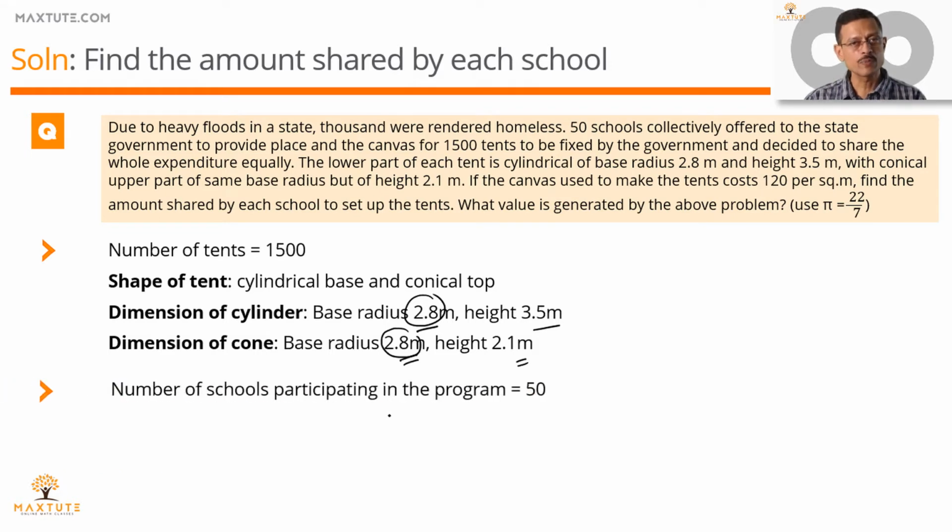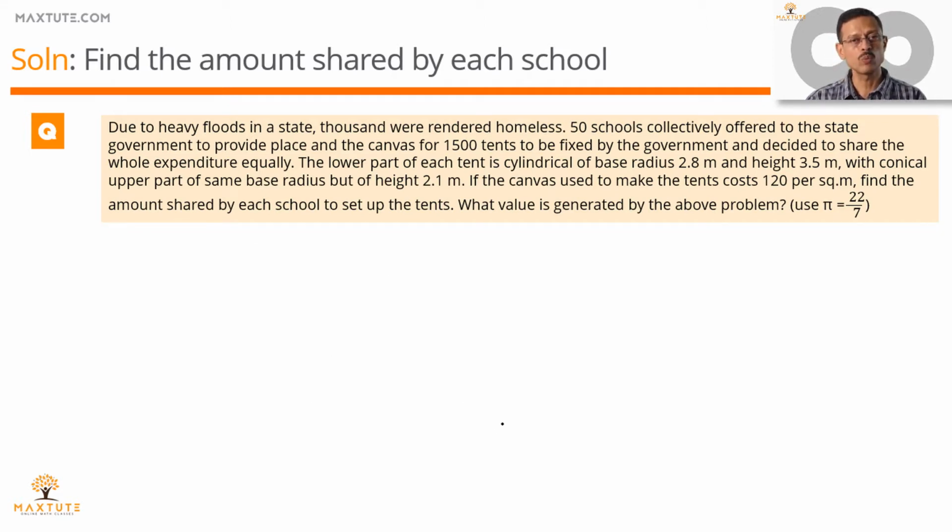How many schools are participating in the program? 50 of them. What is the cost per square meter? 120 rupees. So got all the key data here. Let's get started. What is the area of the canvas required for one tent?